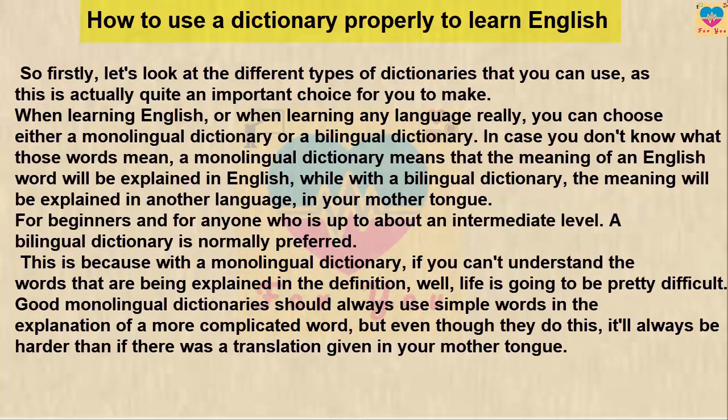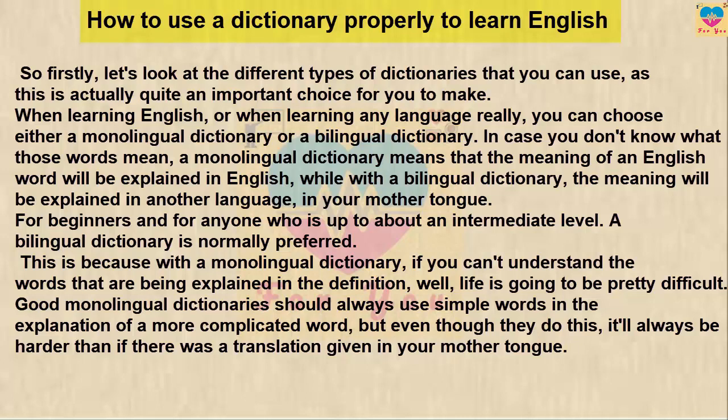So, firstly, let's look at the different types of dictionaries that you can use, as this is actually quite an important choice for you to make. When learning English, or when learning any language really, you can choose either a monolingual dictionary or a bilingual dictionary. In case you don't know what those words mean, a monolingual dictionary means that the meaning of an English word will be explained in English, while with a bilingual dictionary, the meaning will be explained in another language, in your mother tongue.